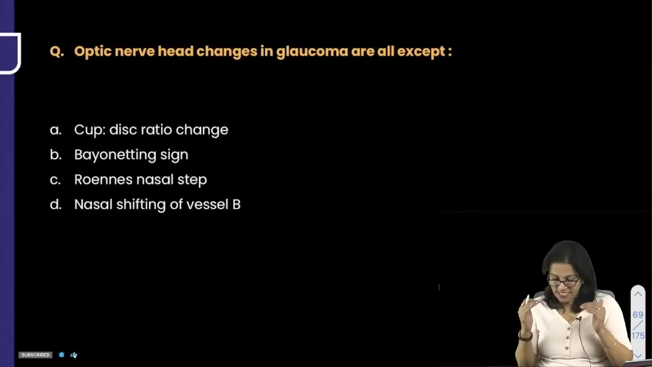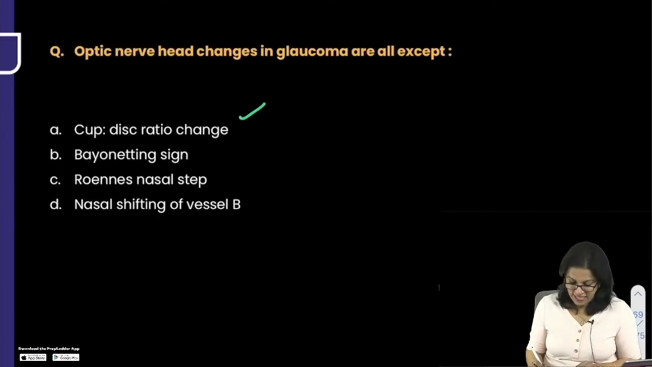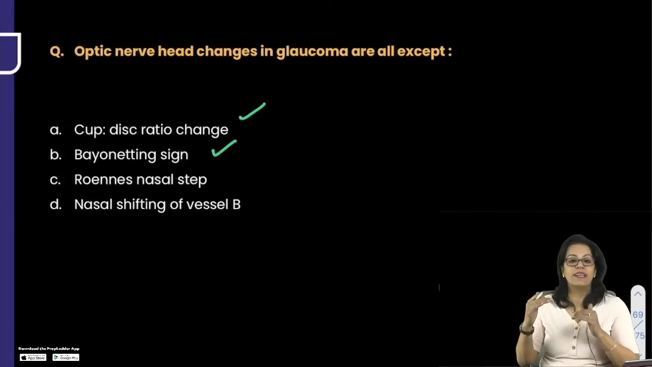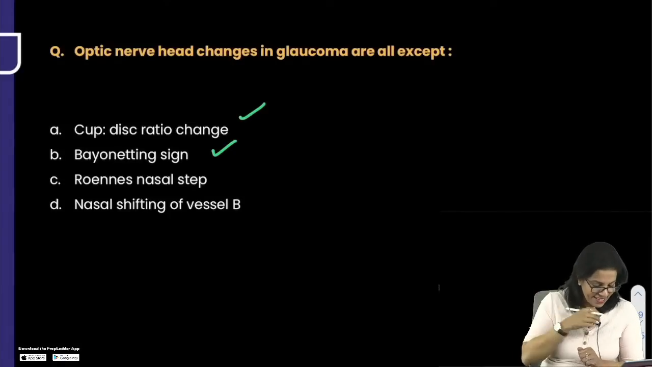So optic nerve head changes in glaucoma, we all remember that. Cup disc ratio change I have discussed. What is bayonetting sign? Double bending, once it is out of the cup, then out of the disc, that is what is bayonetting sign, right?